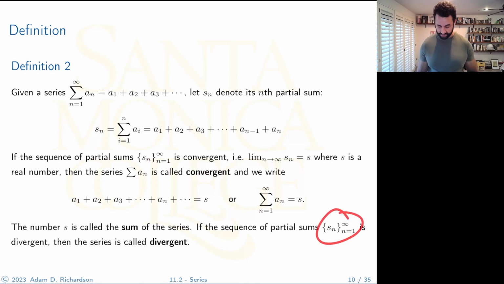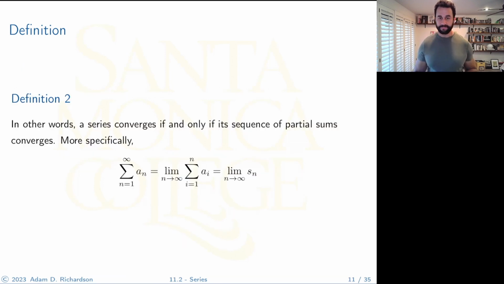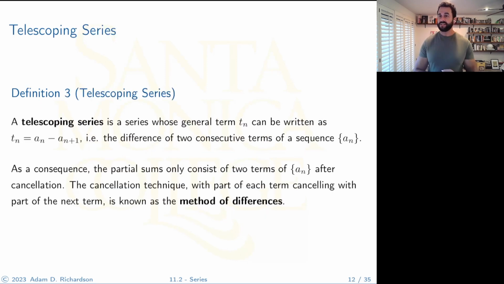If the sequence of partial sums does not converge, then we say that the series is divergent. So it may be the case that you add up these numbers and you don't get a finite number. You might get infinity, you might get negative infinity, you might get nothing. You might just get something that never actually adds up to anything. That's divergence. Convergence means you converge to a number, that when you add these things up, you get a number, all right? Okay, so this is the definition. I just wrote it in a more concise way. So in other words, a series converges if and only if its sequence of partial sums converges. There you go.